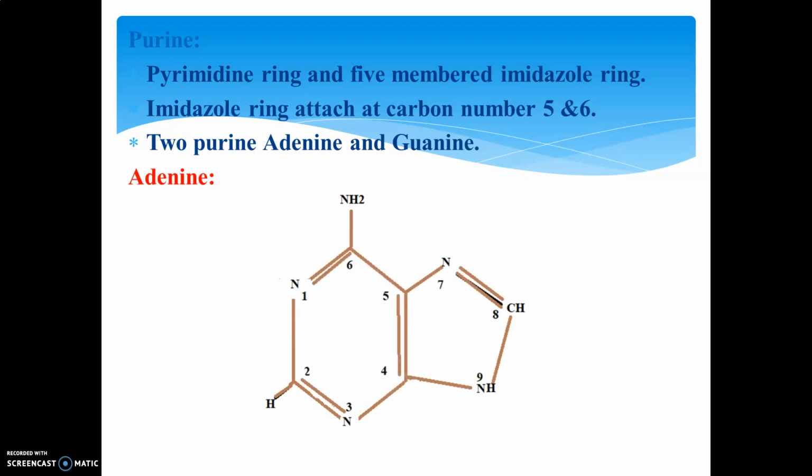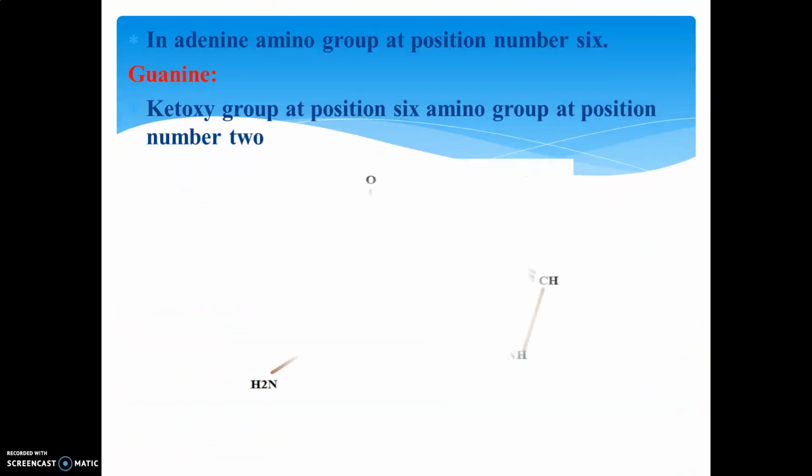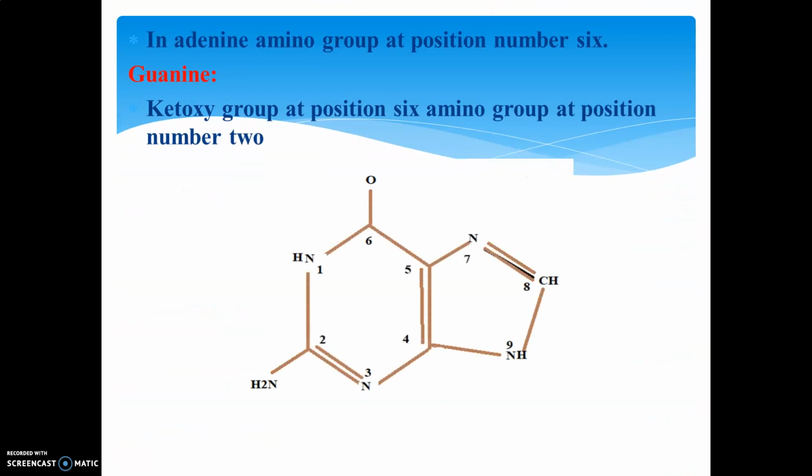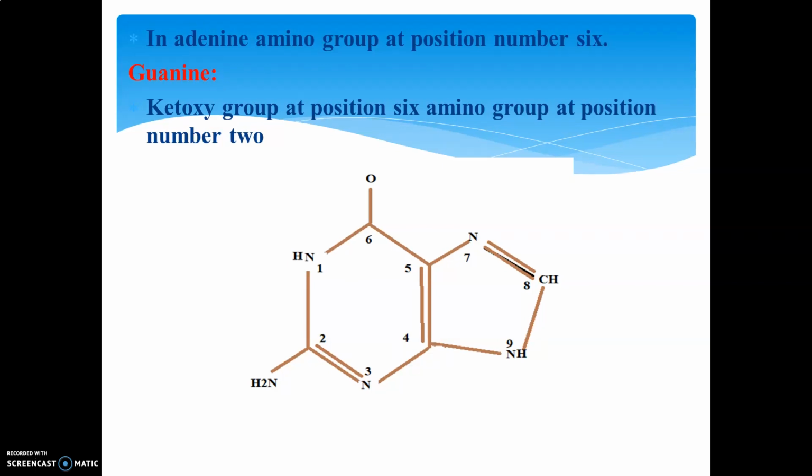Now we look at the purines. A pyrimidine ring and a 5-membered imidazole ring make the purine. The imidazole ring is attached at carbon numbers 5 and 6. The 2 purines, as I already mentioned, are adenine and guanine. Now this is the structure of adenine. In adenine, there is an amino group at position number 6. The second purine is guanine, with a keto group at position number 6 and an amino group at position number 2. This is the structure of guanine.